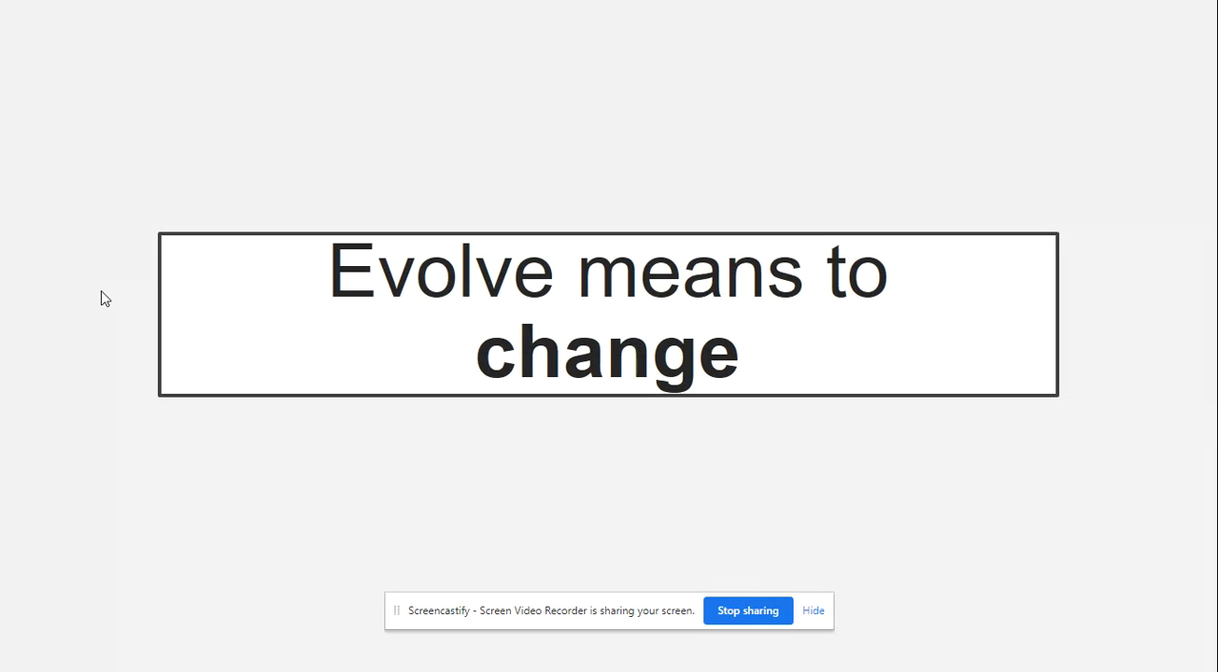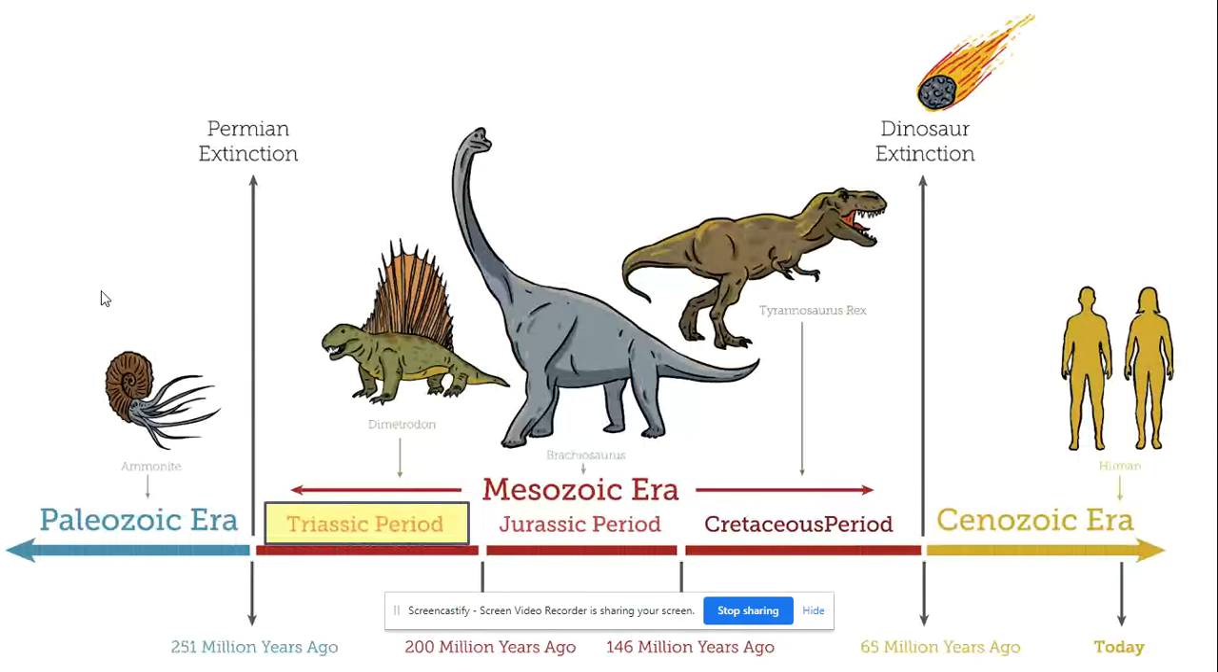Okay, so evolve means to change and to change over time. So we'll be looking at a timeline and see what's changed over time with dinosaurs. Okay, so we'll be looking at the different periods. We've got the Paleozoic period, the Mesozoic era, and the Cenozoic era as well, which is the one we're in now. So we're finding out lots about that today.